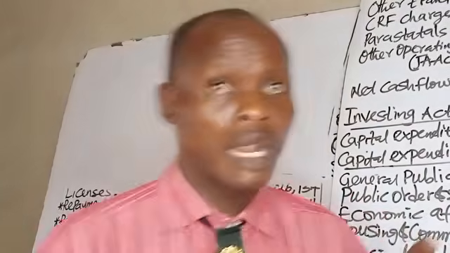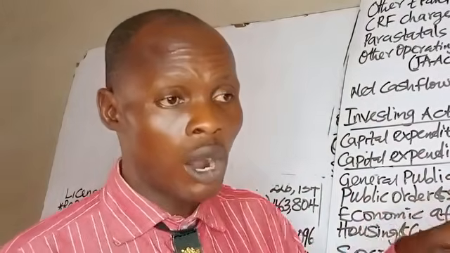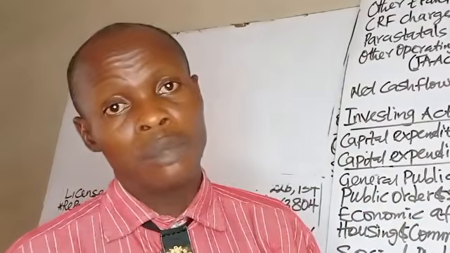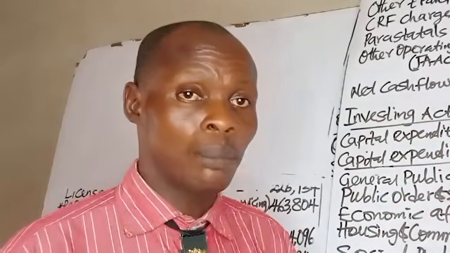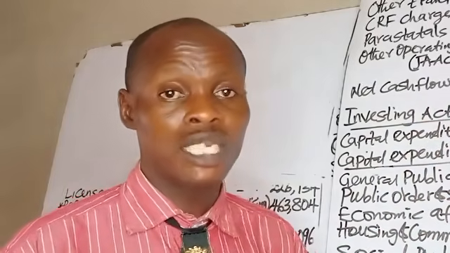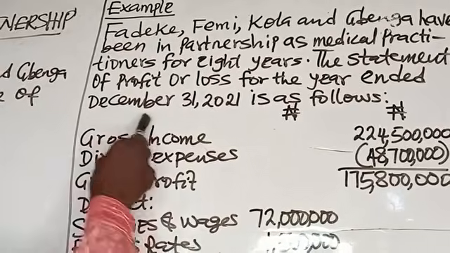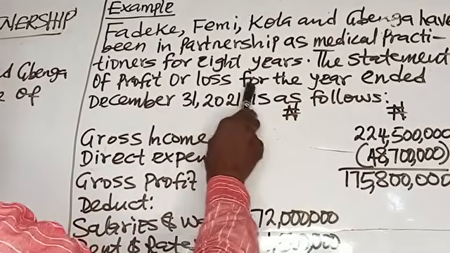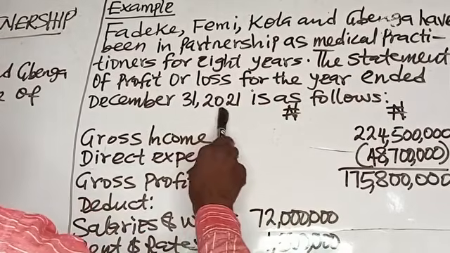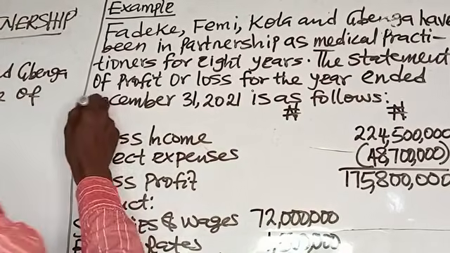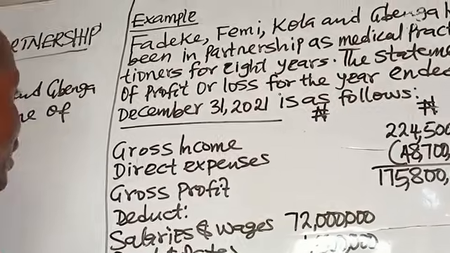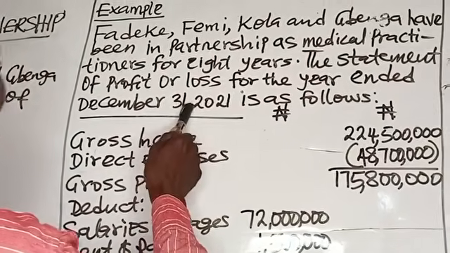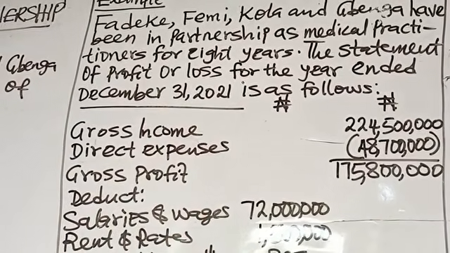Sorry, I want to make a correction on the title or heading of the solution. I mistakenly put 2021 year of assessment instead of 2022 year of assessment. Please take note. The correct year of assessment is 2022. If you go back to the question, you were told that the statement of profit or loss for the year ended December 31st, 2021 is as follows. Since you are given the year 2021, remember the profit of the business will be assessed on preceding year basis, PYB. Therefore, the profit for 2021 will be assessed in 2022. So the year of assessment is 2022.